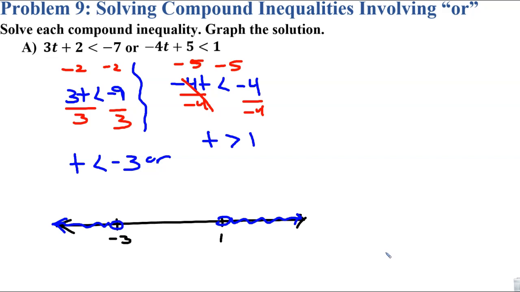There's also a part B to this in the note guide, so again, take a minute, pause the video, run through that compound inequality, and then check your answer before you move on.